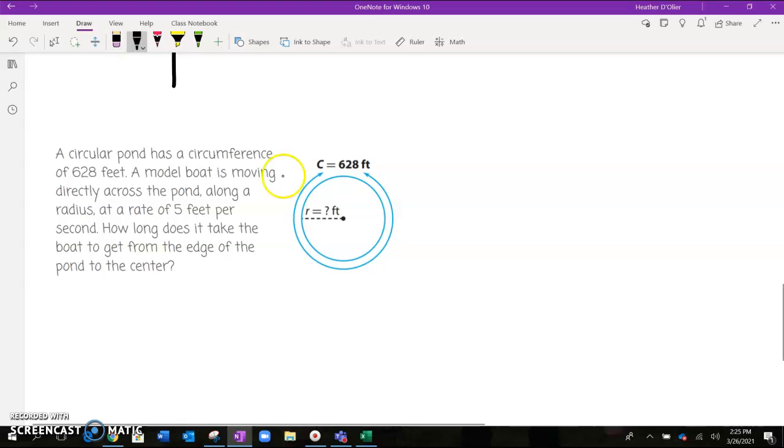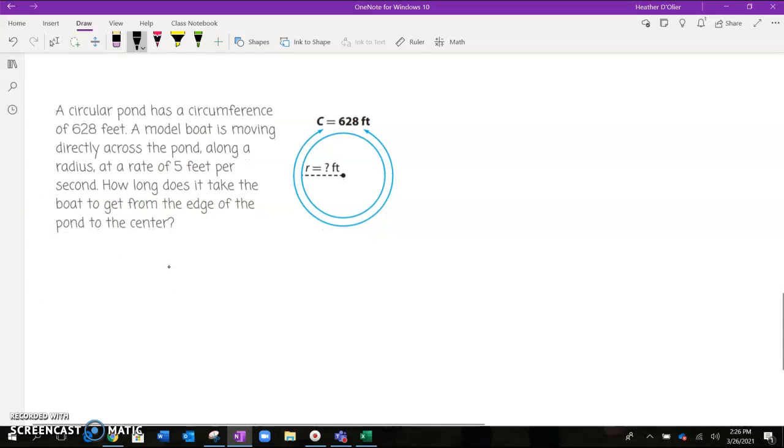This last one takes this a step further. They're giving us circumference. A circular pond has a circumference of 628 feet. A model boat is moving across the pond along a radius at a rate of 5 feet per second. So this model boat is moving on the radius, but I don't know the radius, so I don't need to worry about that yet. How long does it take the boat to get from the edge of the pond to the center? They're asking me something about the boat, but I know I need the radius, so I'm just going to start there. Not even going to stress about the boat until I figure out the radius.